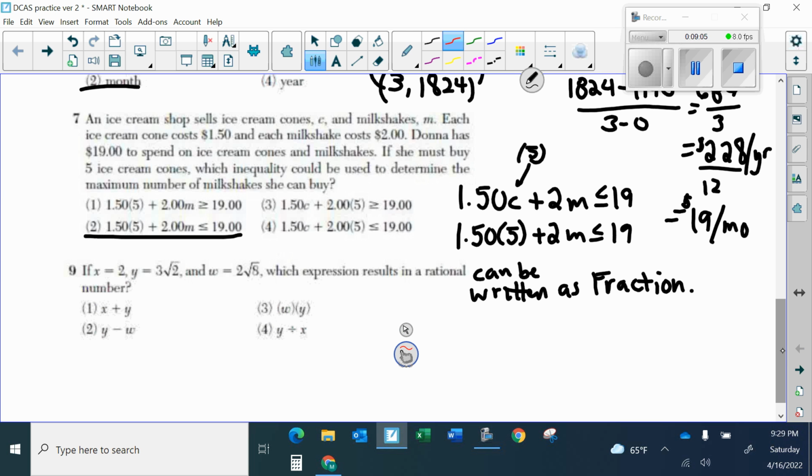So if I go through, I go x plus y. If I add this plus this, I'm still going to be left with that 3 root 2. I can't combine those. So I still have a radical in the answer. So that's not rational, it's irrational. How about y minus w?